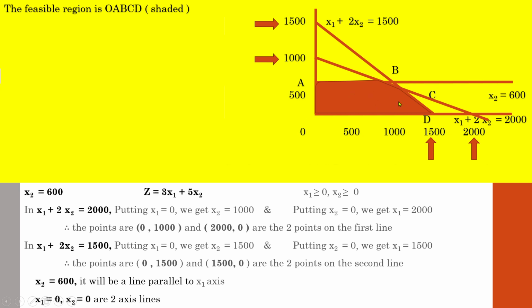So once you found the feasible region, that is O, A, B, C and D, otherwise known as the shaded region, by using the maximization function you need to identify at which point you will get the maximum value. For that you need to prepare a table. The table consists of points in one column, x1 in another column, x2 in another column, and the objective function of maximization, which is 3x1 plus 5x2.